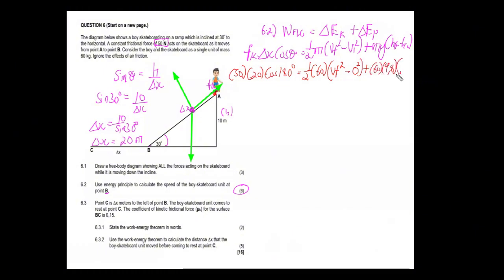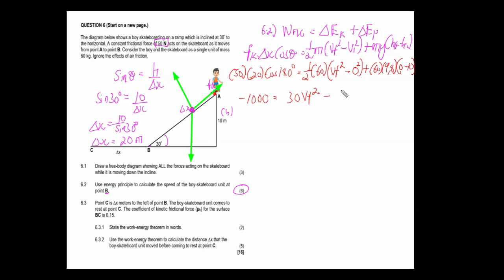69.8. And then height finally, we have what? Height finally will be 0 at that point, and then height initially is 10, right? So we have 0 minus 10. Now at this point, you just need to press your calculator. 50 multiplied by 20, cos 180, that will be negative 1000, and then is equals to half of 60, that's 30 Vf squared. Now, obviously, if we take this multiplied by 0, it's going to be 0. So we are left with 60 multiplied by 9.8, bracket 0 minus 10, right?